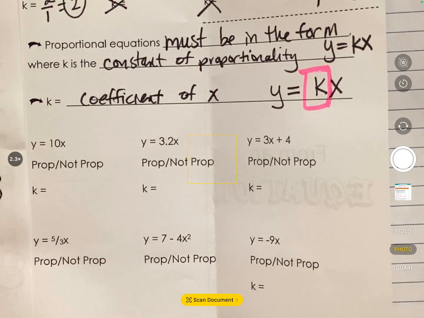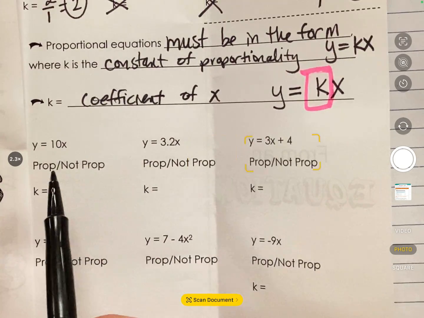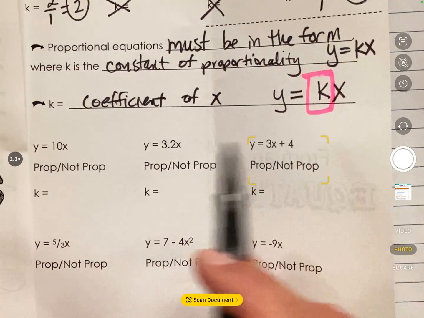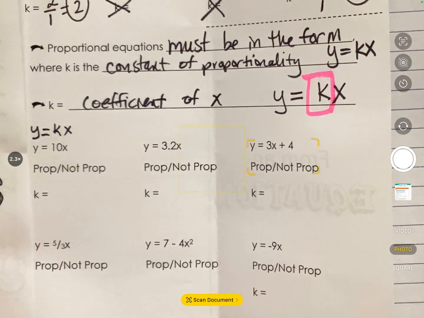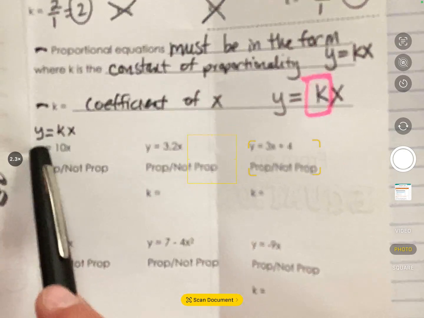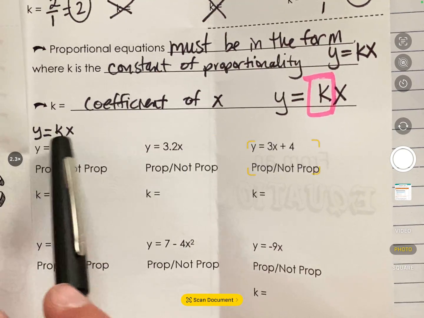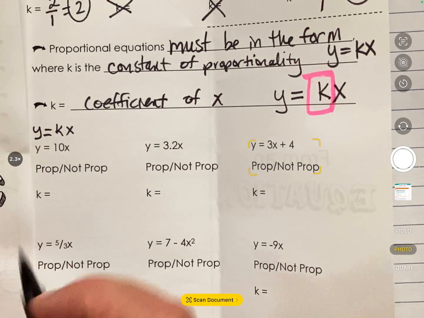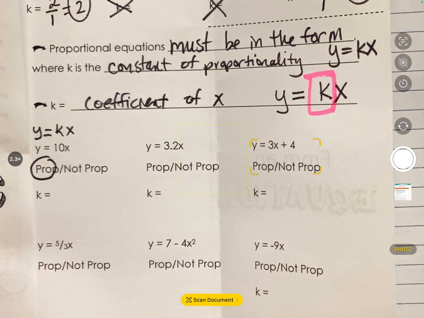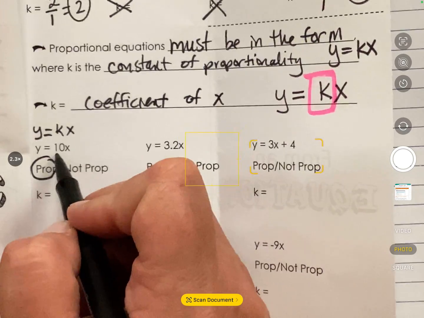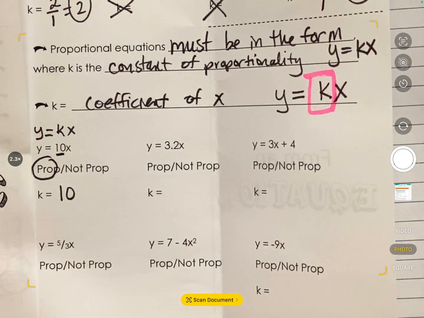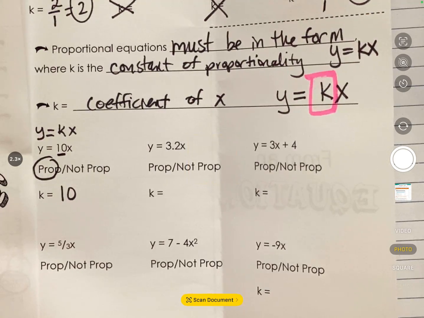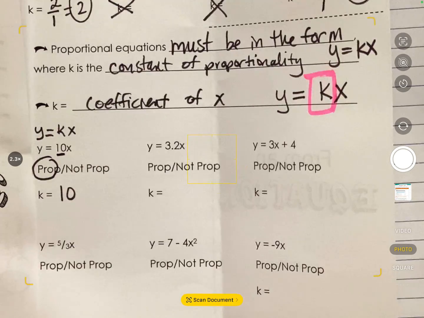All right, looking at these last ones, I am trying to ask myself, does this match this equation? Is it in the same form? So when I look at y equals 10x, yes, y equals k times x, a number times x. That matches, that is proportional. The k then is just the number in front of the x, so it is 10. Go ahead and pause, and I want you to mark whether they are proportional or not, and then come back and check.